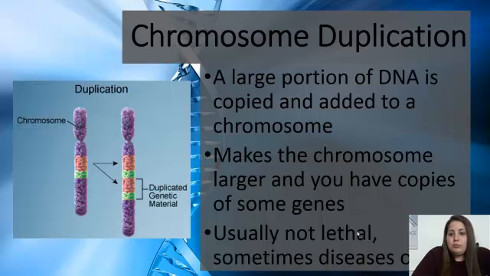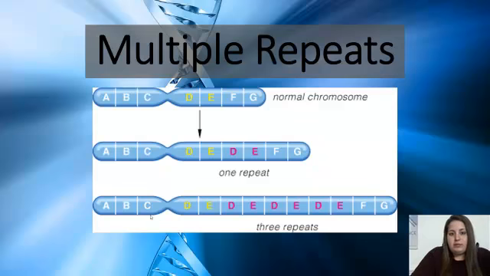So for chromosome duplications, this is where genes are being copied too many times. So in this case, we have a pink and a green, and there's only supposed to be one pink and green, but it accidentally gets copied again. We duplicated our genetic material. It makes the chromosome longer. Usually they're not lethal, but sometimes these can cause diseases.